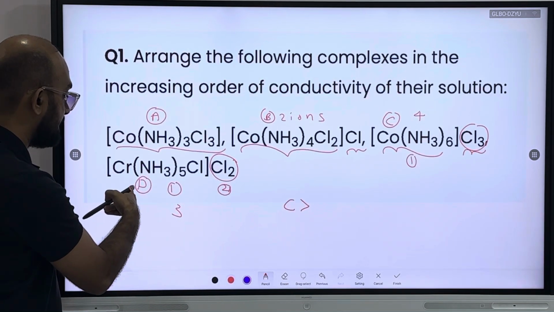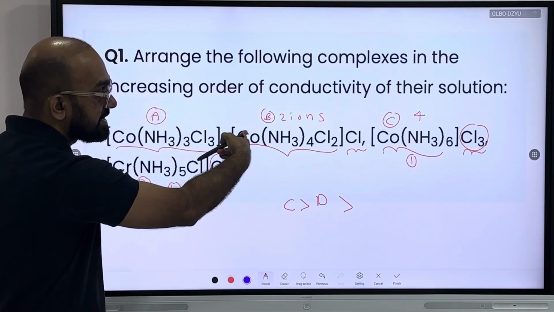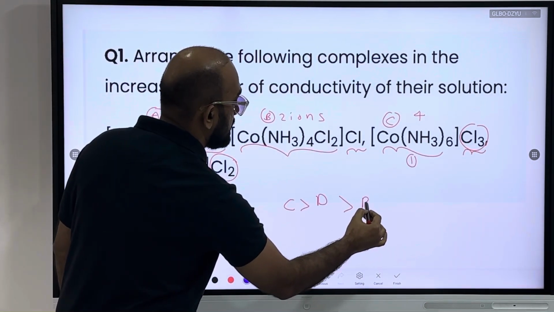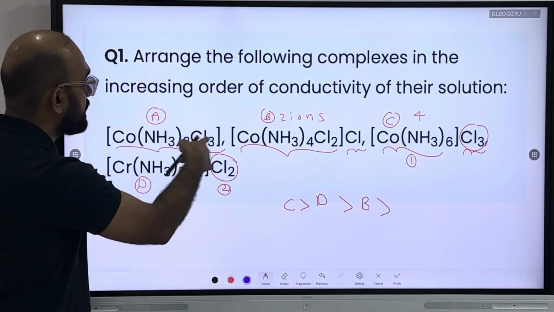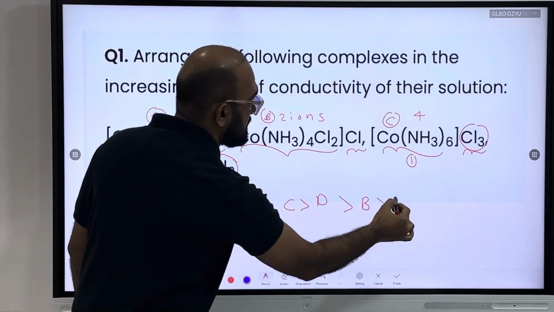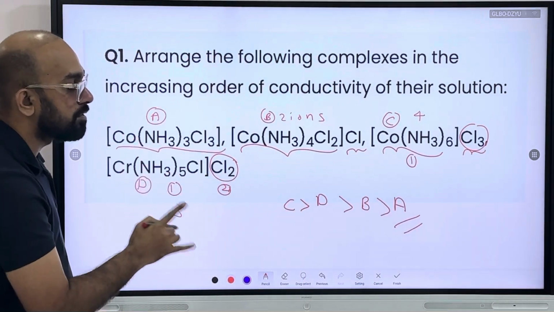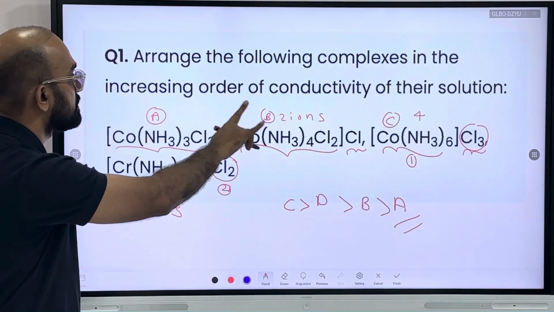Then you can see D, right? This one has 3 ions. Then you can see here 2 ions, right? It is B. Then which one? Here you can see only coordination entity and it does not have a charge. Okay, least conductivity. More the number of ions, more will be the conductivity. That is the key for this question.